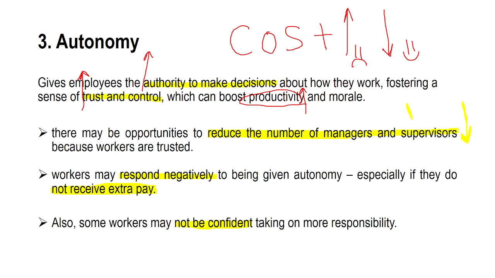So this is the advantage of autonomy, that it decreases the number of managers and supervisors and decreases the cost. And these are two possible disadvantages of autonomy: workers and employees may respond negatively if they do not receive extra pay, and some workers may not be confident to take more responsibility.